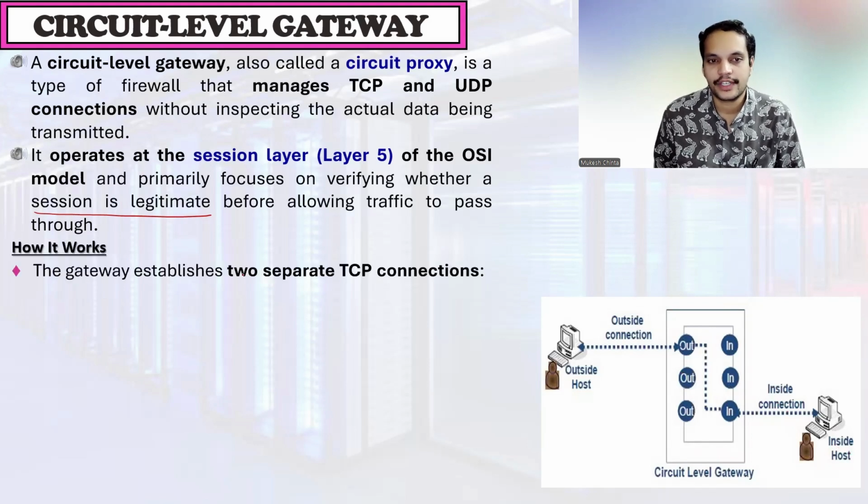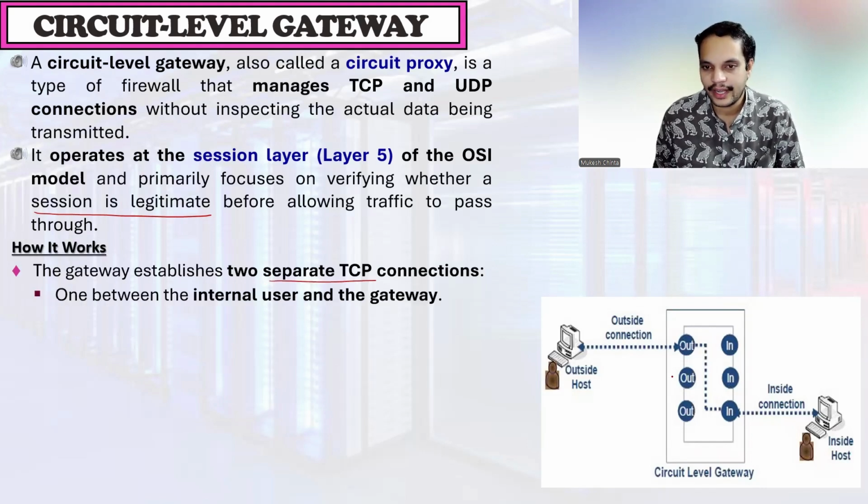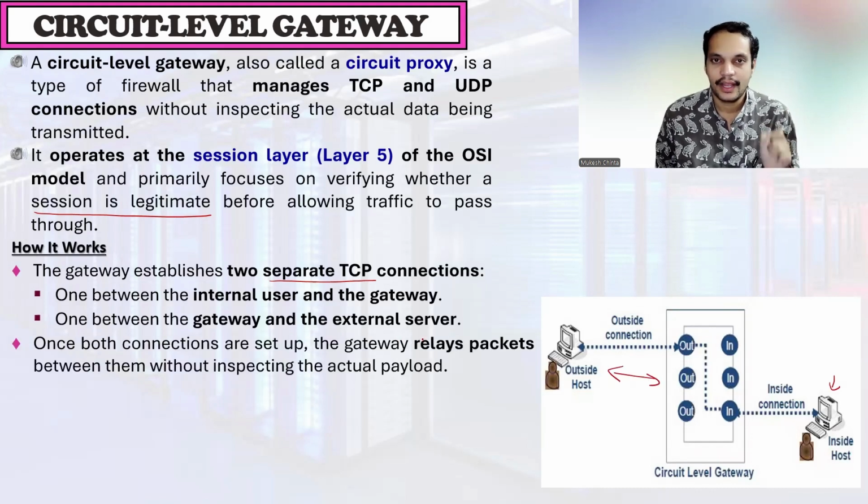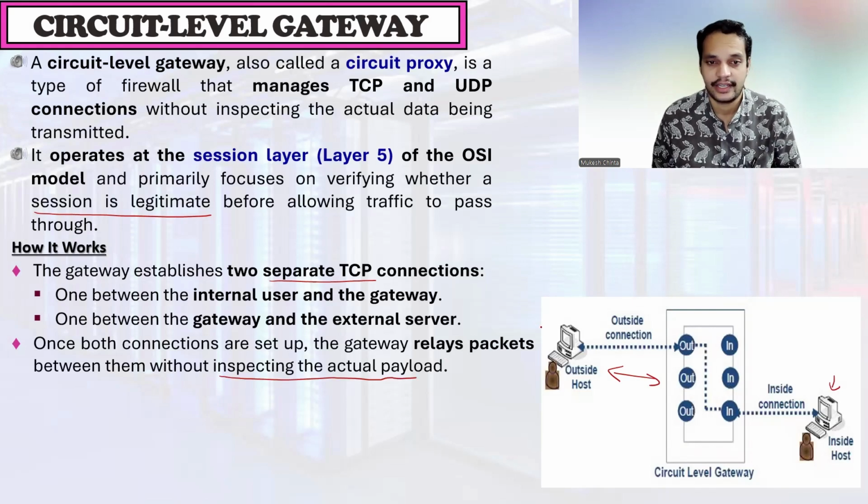The gateway establishes two separate TCP connections, one between the internal user, this is your internal host, and the gateway, and one between the gateway and the external server. Once both connections are set up, the gateway relays the packets between them without inspecting the actual payload. This is the most important one. This is the primary difference between your ALG and CLG. This does not inspect the actual payload.